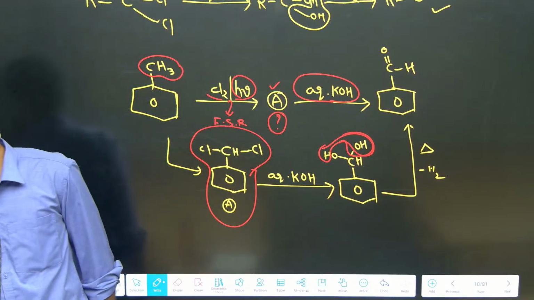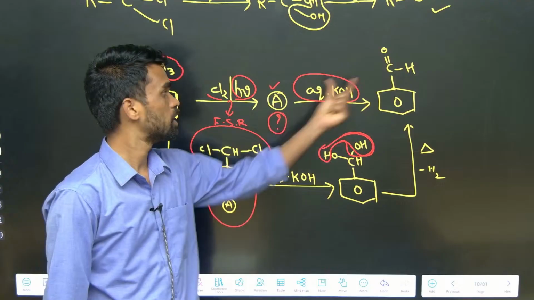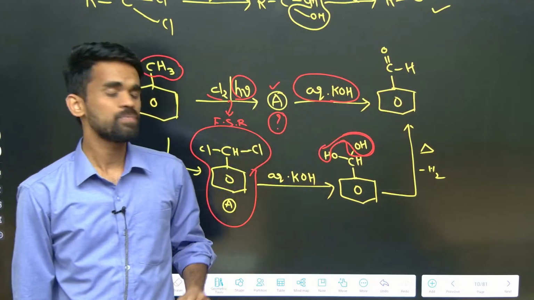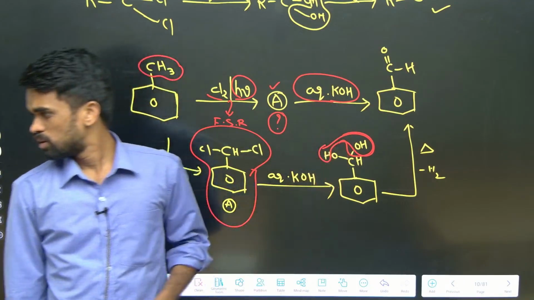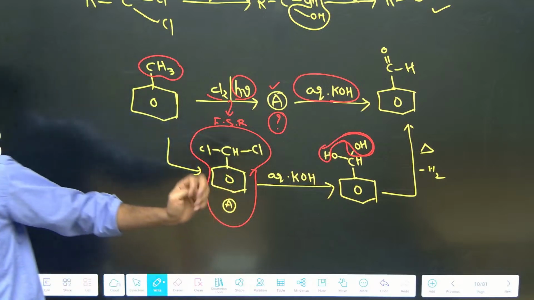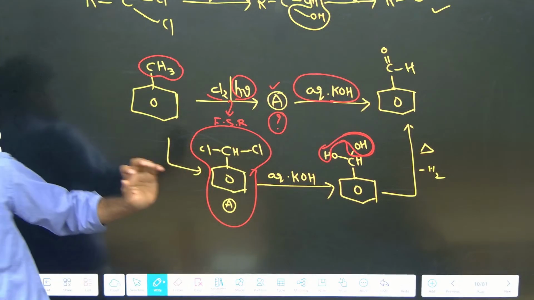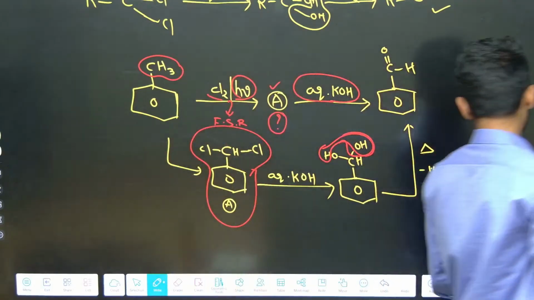So this is how you need to identify the intermediate by looking at the product formed. I hope the discussion is clear. This is a JEE Mains question previously asked. Even for NEET it is equally important.